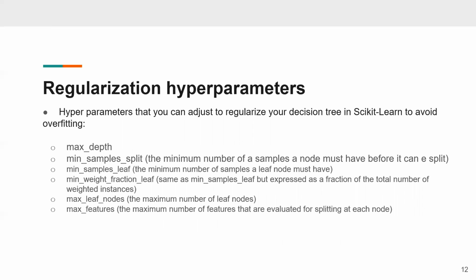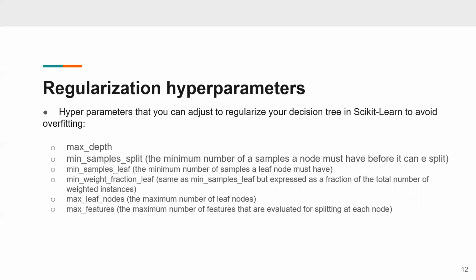So think about what are the regularization hyperparameters that we can consider, especially in scikit-learn. It would be this, for example, max depth, how many layers you want to split. You have to stop somewhere, right? For example, in the toy example, max depth would be 2 because we start from 0, step 1, step 2. And min samples split, the minimum number of samples a node must have before it can split. If it's less than 10, I'll stop. I'm not going to continue to split.